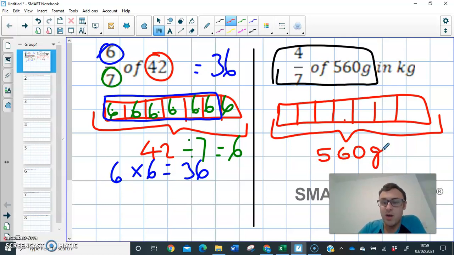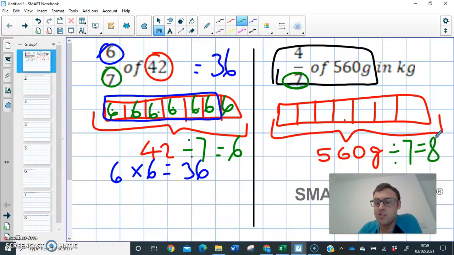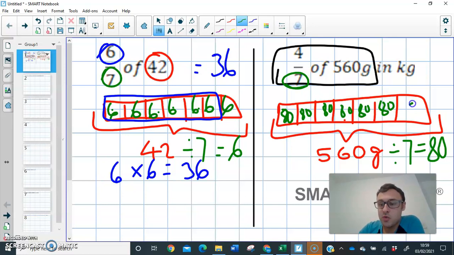I need to work out what each of these are by dividing 560 by 7. Well, if I do 56 divided by 7 first, 56 divided by 7 is 8. So 560 divided by 7 would be 80 grams. Okay, so each of these are worth 80. And then the question wants me to work out what 4 of these would be.